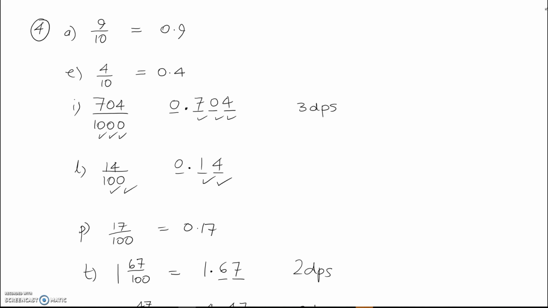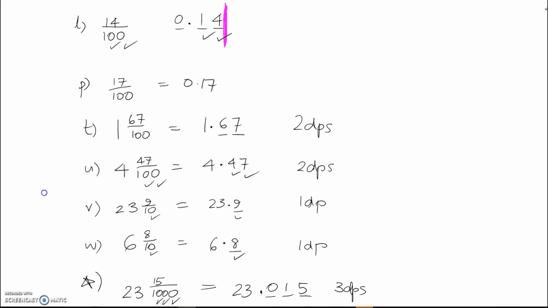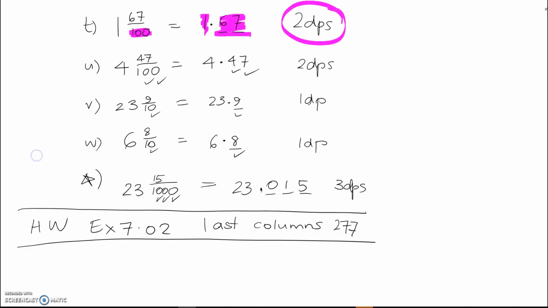704 out of the 1,000, 704 finishing in the thousandths column. 14 over 100, 14 finishing in the hundredths column. 17 over 100, 17 finishing in the hundredths column. 1 and 67 over 100, well, there's a 1 in the units, and the 67 finishes in the hundredths column. Notice that 2 decimal places are involved because it's a hundredths column. The next one, 4 and 47 over 100, 2 decimal places involved again because it's in the hundredths column.